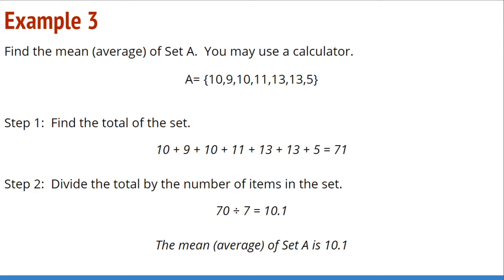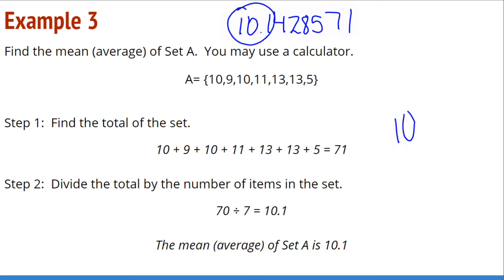And let me just grab a calculator here. 71 divided by 7. Ooh, yeah, we get a nasty little decimal here. 10.1428571, and it probably keeps going. So I would probably round this to the tenths place and say that we get a mean of 10 and 1/10, rounded to the nearest tenth.